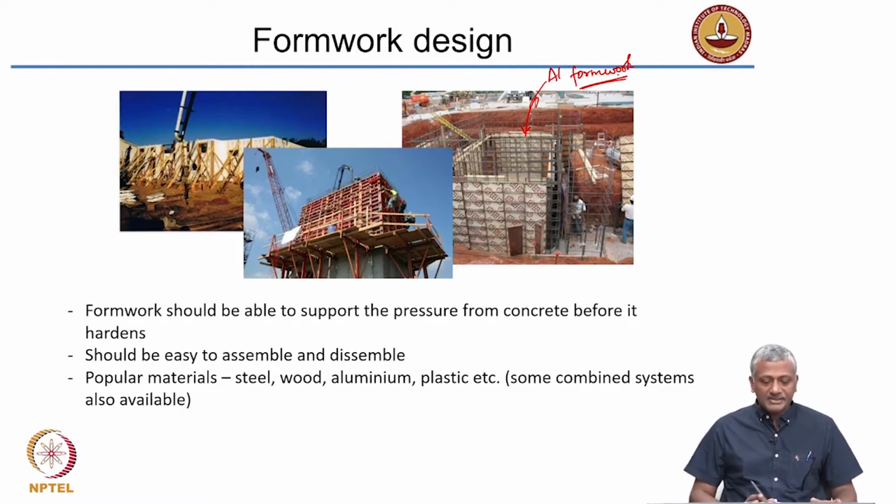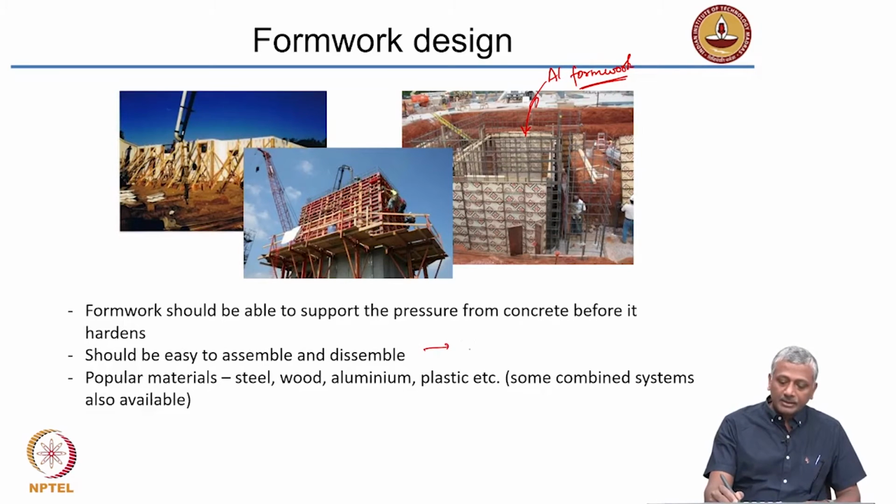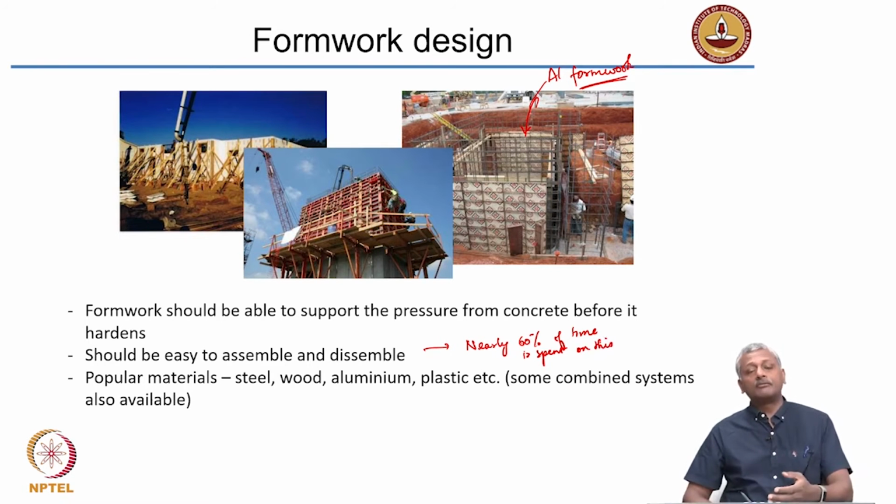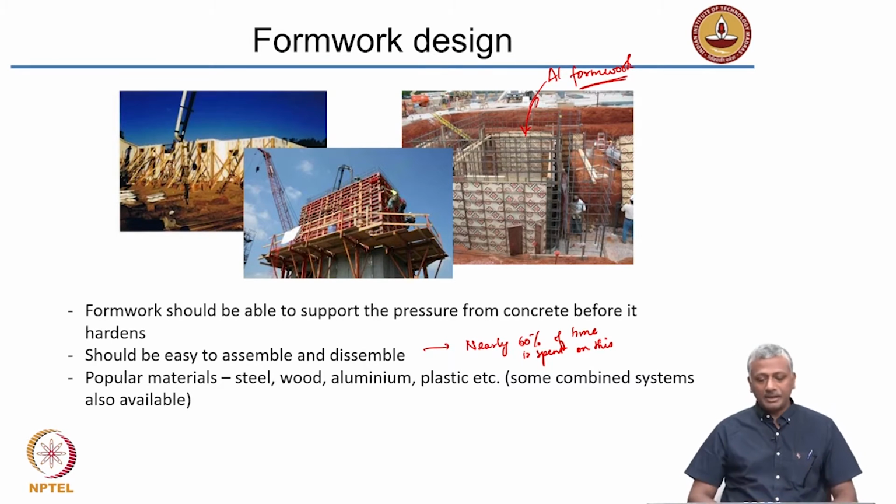Now the formwork has to be easy to assemble and disassemble, because if it is difficult then you'll have a lot of time spent on the site. So in fact nearly 60% of time is spent on this operation. That means assembling and disassembling formwork on a construction site takes up 60% of the time that you spend in construction. You can quite readily imagine what level of impact this formwork would have. So you need to choose formwork systems that are easy to assemble and disassemble.